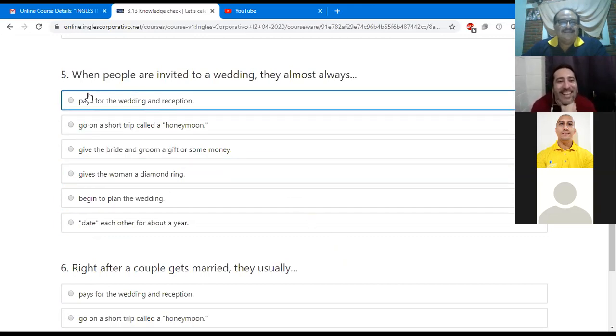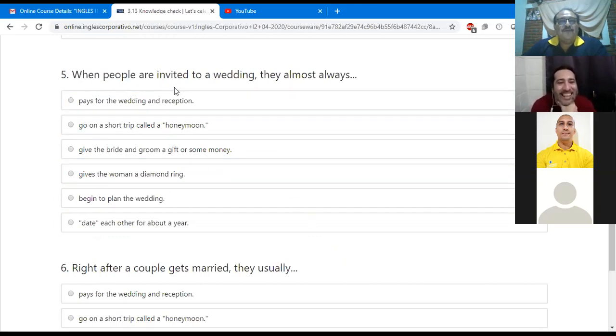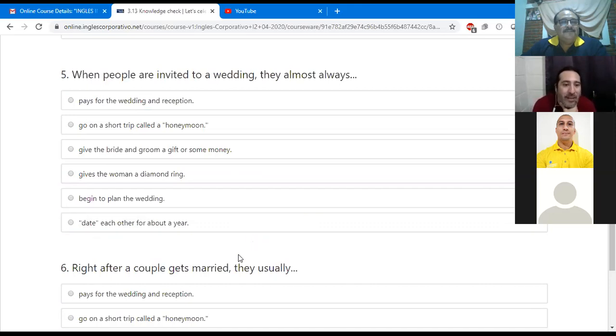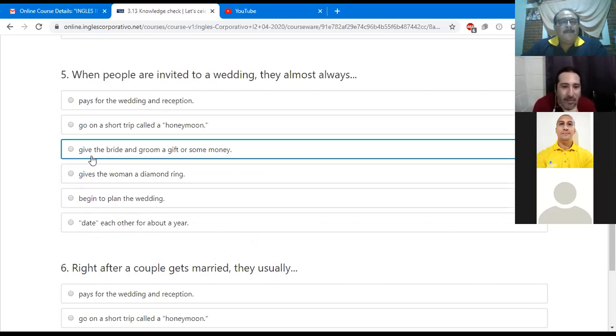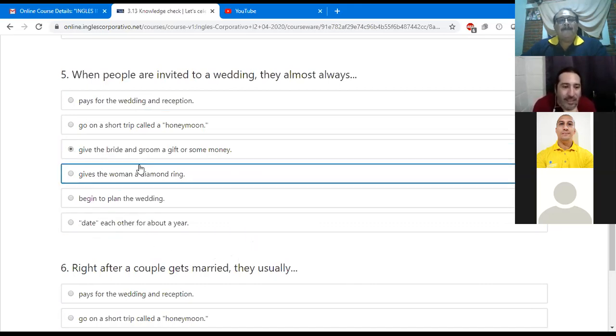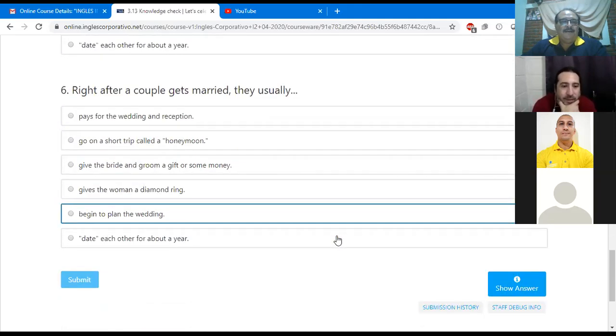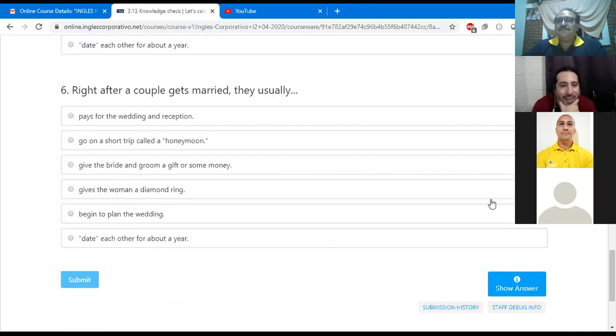Five. When people are invited to a wedding, they almost always give the bride and groom a gift, some money. Okay, and the last one? Yes, they go to the honeymoon.